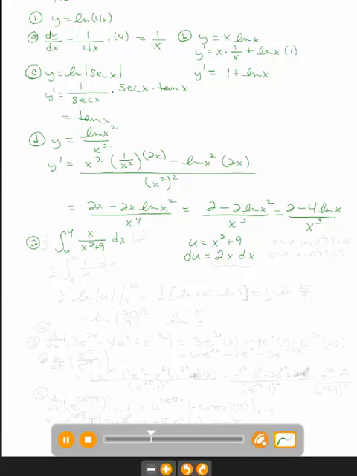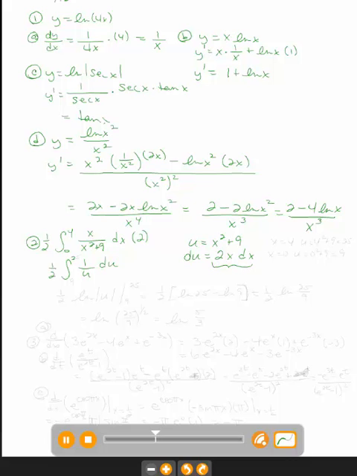So you look over there and you say, all right, I've got the 1 over u, but I need a 2x dx, and I only have an x dx. So I need to stick a 2 inside the integral and a 1/2 in front. And then this turns into 1 over u du.